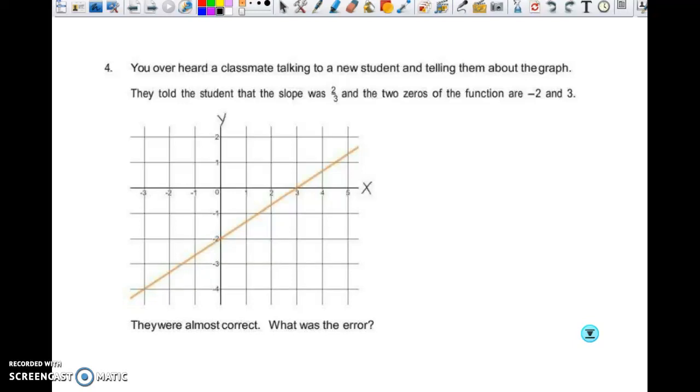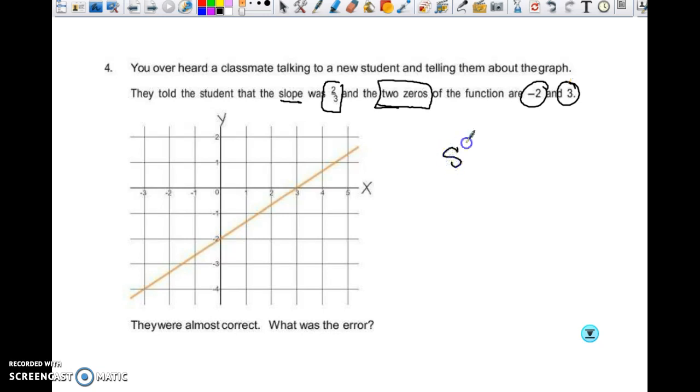Problem number 4: you overheard a classmate talking to a new student and telling them about this graph right here. They told the student that the slope was 2 over 3 and the two zeros of the function are -2 and 3. Okay, so they're looking at this graph right here. They were almost correct, however, not completely. So what was the error that they made?